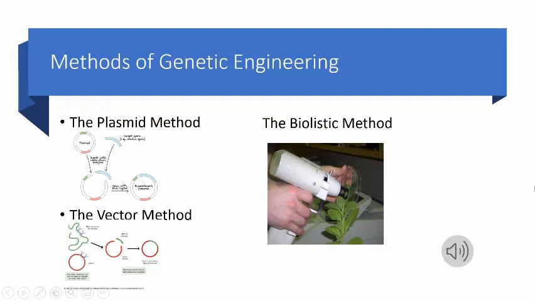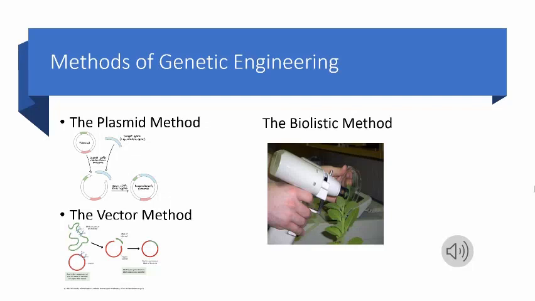There are three major methods in doing genetic engineering. The most common one is the plasmid method. This method uses small circular pieces of DNA molecule to operate, which are called plasmids. The second method uses a technique similar to the plasmid method, which is called the vector method. This method uses vectors, which are small carrier molecules, normally viruses.